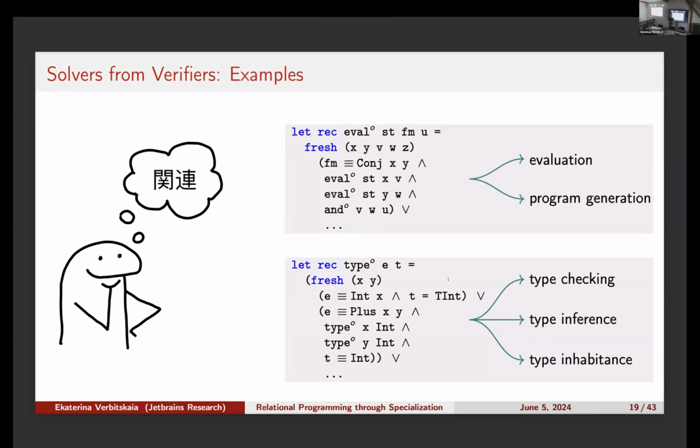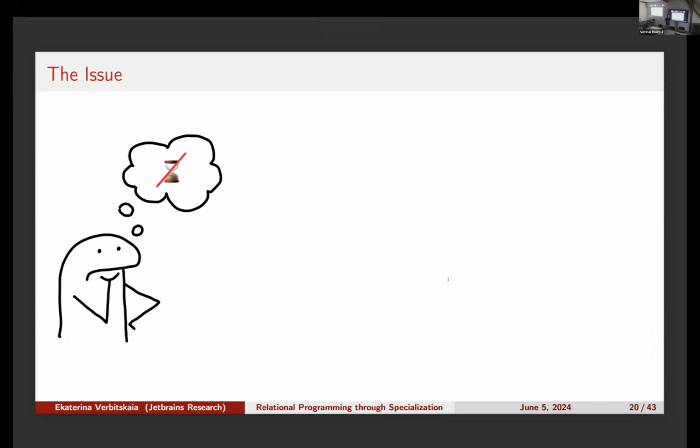Beyond paths, we can, for example, write an interpreter in your favorite language, and then you can run it forwards to get an evaluator, the interpreter, or you can run it backwards to get a program generator, for example. You can write a type check function and then get type inference and type inhabitants for free, right? It sounds all good and fun until you face the issue. And the issue is that it is slow. It is so slow that it's impossible to use for anything of worth.